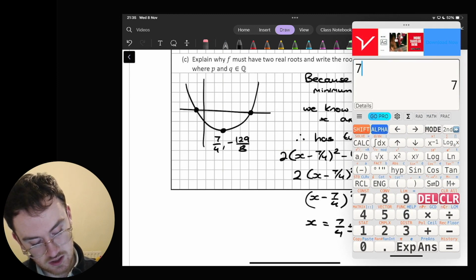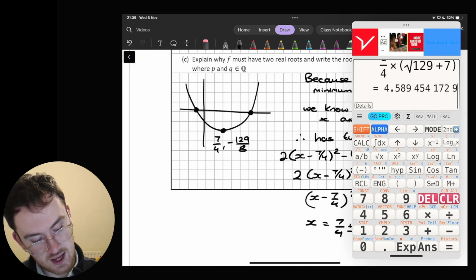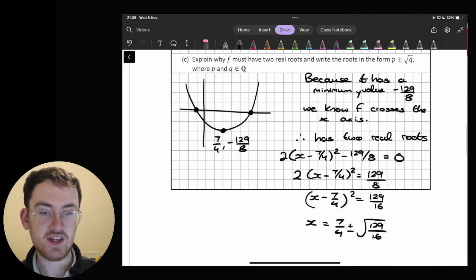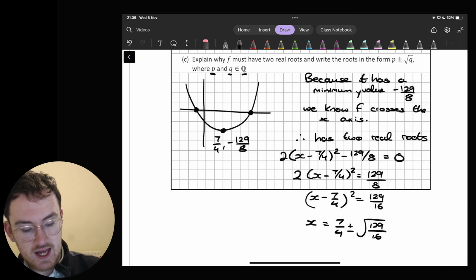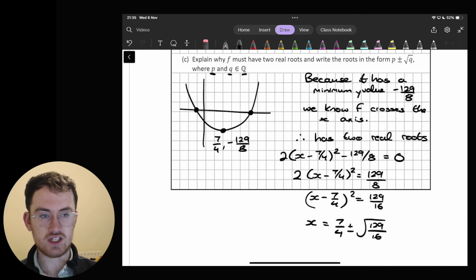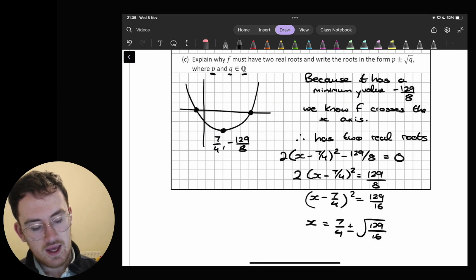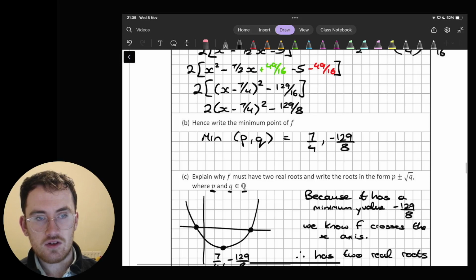We can check it out on our calculator just to be sure. It's 7 over 4 plus or minus the square root of 129 over 16, and it doesn't really simplify down much further for us, bar going down to 4. So we'll just leave it in that format. We're asked to leave p and q as elements of Q, which is our rational numbers, so just leave them as fractions. So those are our two roots, and we've shown why they're two real roots.